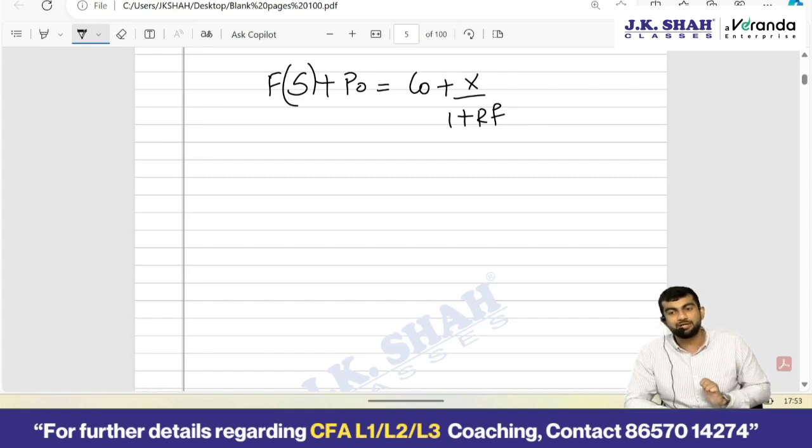When will you enter into a pay fixed swap? When you expect interest rates to increase. So you pay fixed and you hope to receive floating at a higher rate. And as regards a receive fixed swap, you will enter into it when you expect interest rates to fall. So you receive fixed at a higher rate and pay floating, hopefully at a lower rate.